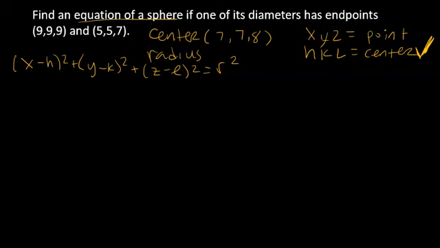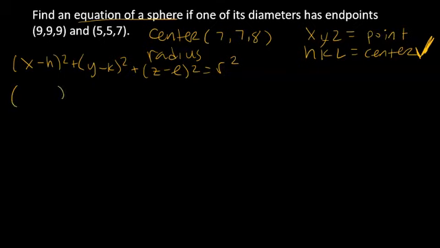Because it gave me something called endpoints. It didn't give me something called points. Well, I can use the endpoints. I can use those. That's cool. It's no big deal. I don't have to adjust them or anything. So which one do I use? Because I have 9, 9, 9, and I also have 5, 5, 7. So which one do I use?